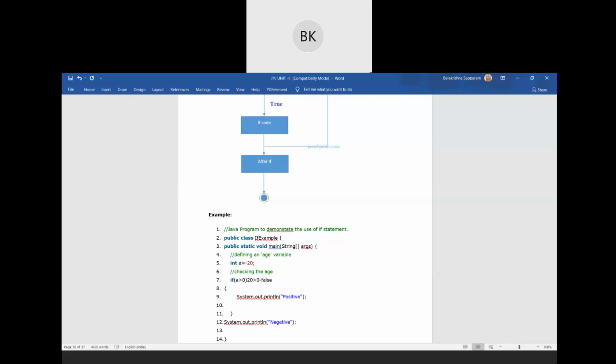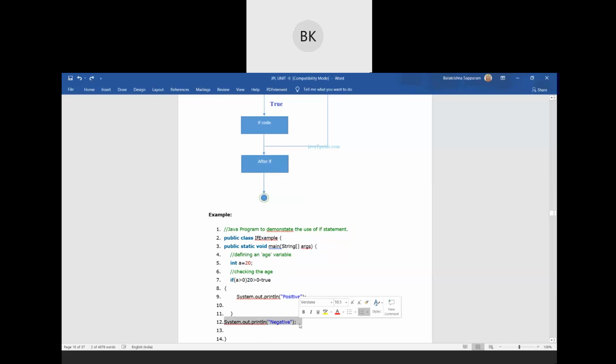Then coming to the next test case, this is a positive number: int a is equal to 20. If a is greater than 0, 20 is greater than 0, which means this is true. Whenever the condition is true, it will enter into the if block. That means System.out.println positive will be printed. Then the remaining statements after the if block, whatever statements are in the program, are also executed. This statement is also executed.